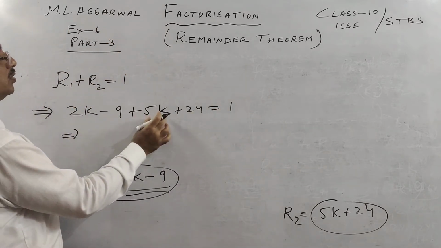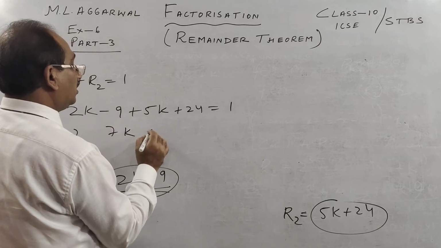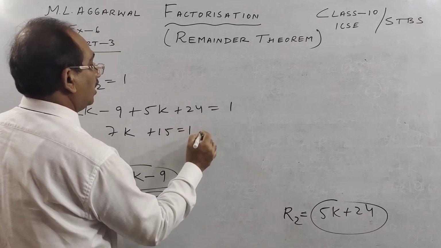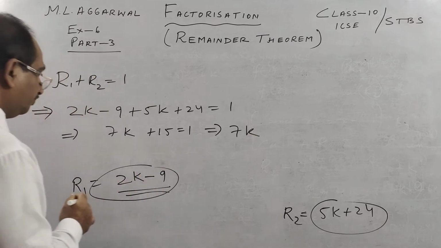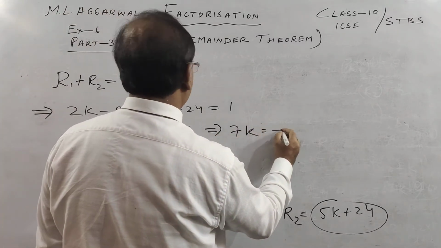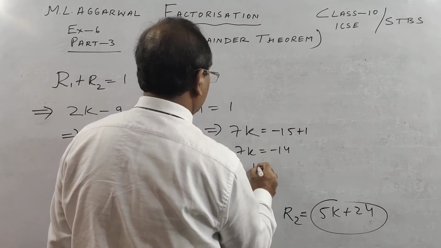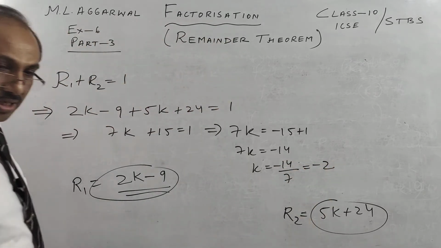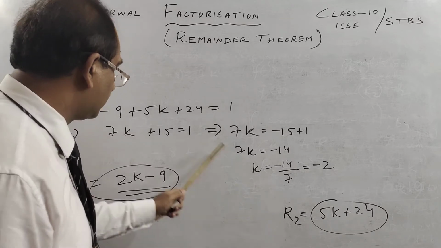So let us see, 2k plus 5k, 7k, minus 9 plus 24 is plus 15, is equal to 1. So this implies 7k. This 15 goes that side, becomes minus 15 plus 1. So 7k is minus 14. k is minus 14 by 7, that is minus 2.